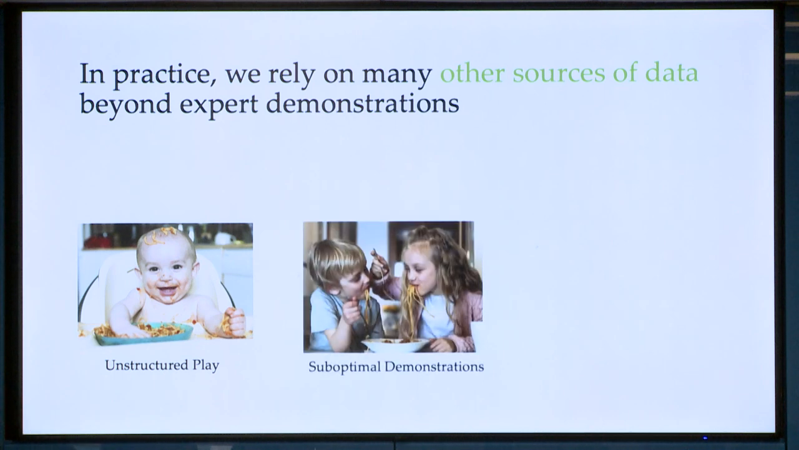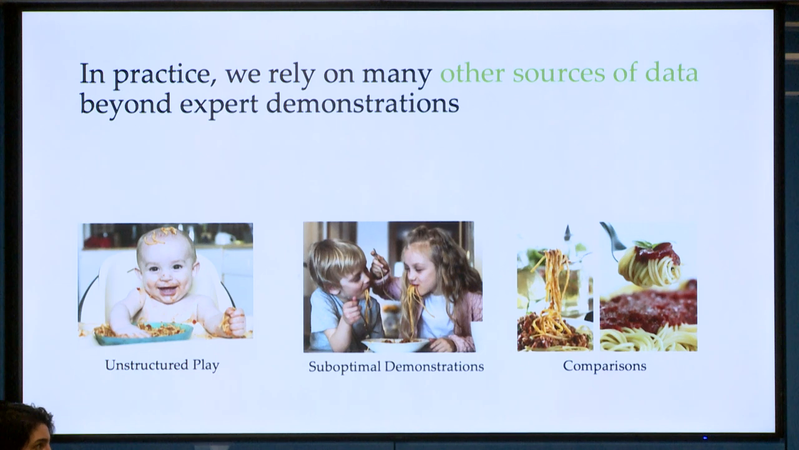In addition to that, we also look at suboptimal agents, right? We don't always look at an expert and how an expert does a task exactly well. Sometimes we look at other suboptimal humans who are not good at doing the task, and we learn from them. We learn quite a bit from suboptimal demonstrators. And then another interesting source of data is comparisons. What is a slippery bite of food versus a more reasonable, well done bite of food? We compare these two behaviors and we make a note of that, and we learn a representation from these types of comparisons.